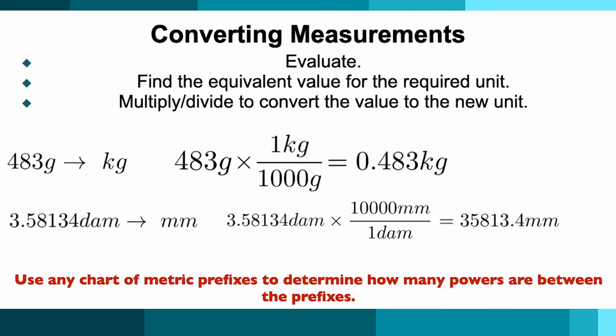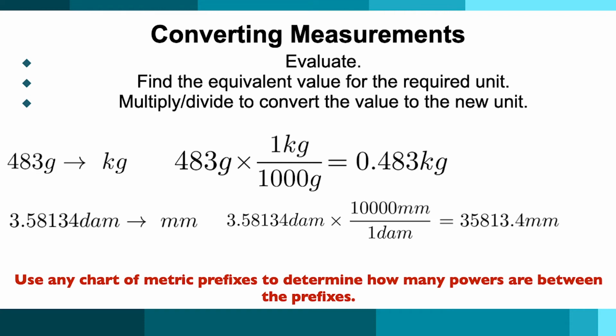So what's important to see with the metric conversions is that I'm ultimately looking at a chart to see how far, or how many values of 10, the units are away from each other. So in this example that we're looking at, decameters and millimeters have 4 values of 10 between them. So that's why I have 10,000 there in the multiplication. So let's continue to look at some more examples and show how we're working this.